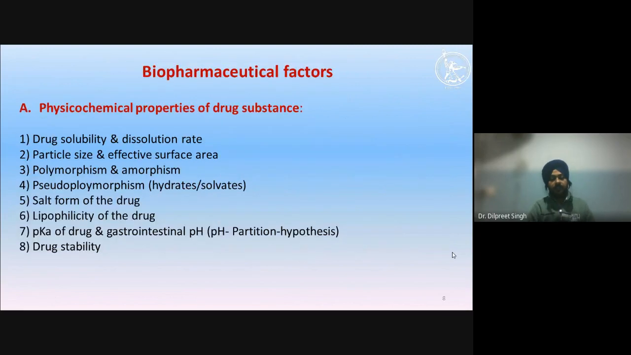When we talk about biopharmaceutical factors, the key factors that play a major role in absorption include drug solubility and dissolution rate, particle size and effective surface area, polymorphism and amorphization, pseudopolymorphism including the formation of hydrates and solvates, salt form of the drug, lipophilicity of the drug, pKa of the drug, including the gastrointestinal pH, collectively called the pH partition hypothesis, and drug stability.